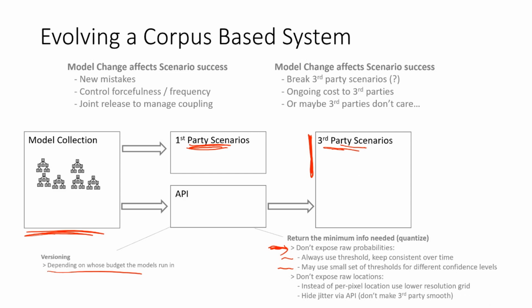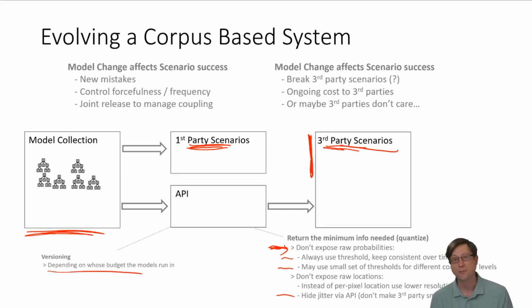You can also do this over time to hide jitter in your responses. If you remember that frequency where every time the probability value changes, you output different things to the user, well, think of that in the API sense as well, because otherwise your third parties are going to have to write a smoothing layer on top of your probabilities themselves. And if you can bring some of that into the API, you might avoid problems down the road when their smoothing behavior interferes with your ability to improve your models.